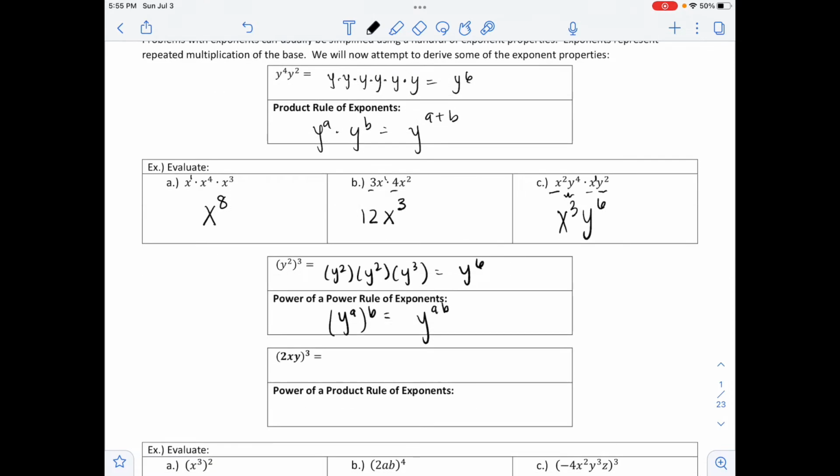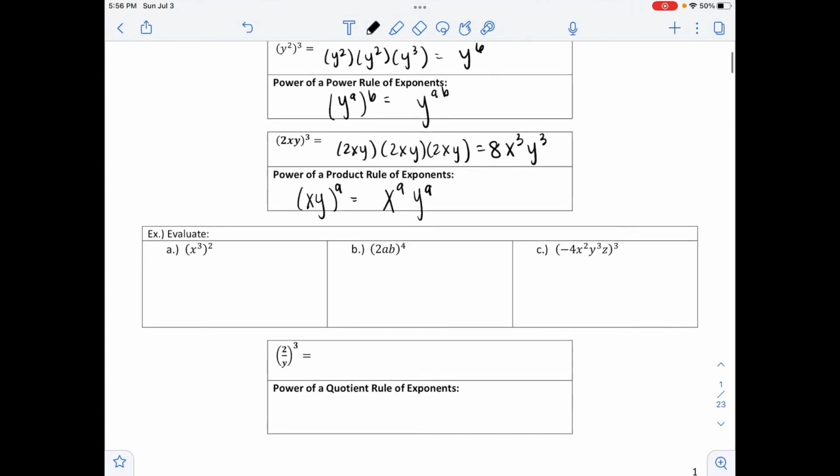Likewise, if we have 2xy cubed, that means we would have to write 2xy 3 times. You notice this time our base is not just a single variable, it has 2 variables and a number. From here we have 2 times 2 times 2, or 8, and then it's going to be x to the third, y to the third. So the power of a product rule of exponents, when you're multiplying 2 or more things together as our base, raised to a power, say power a, would be x to the a, y to the a.